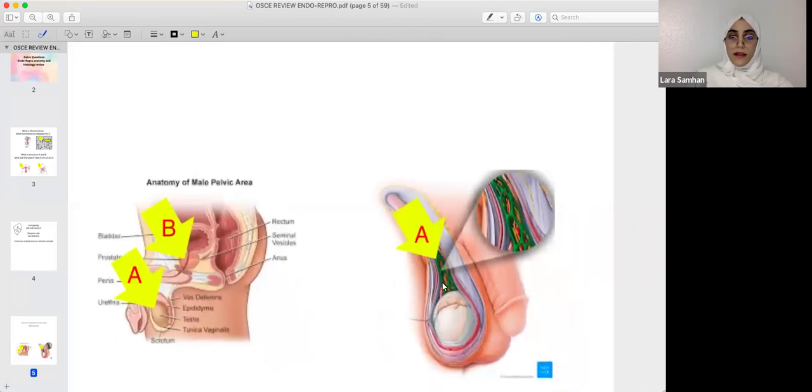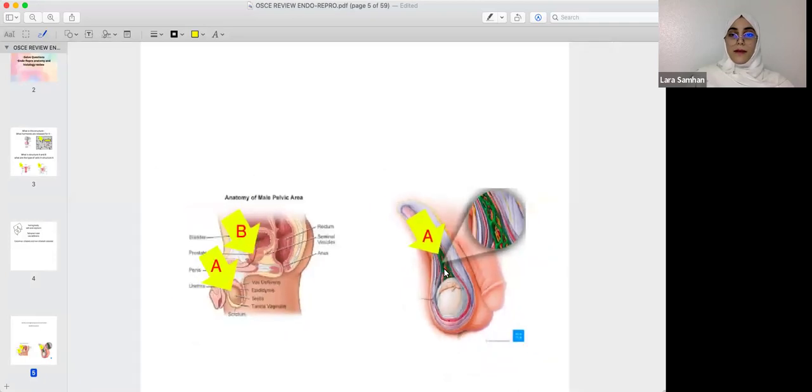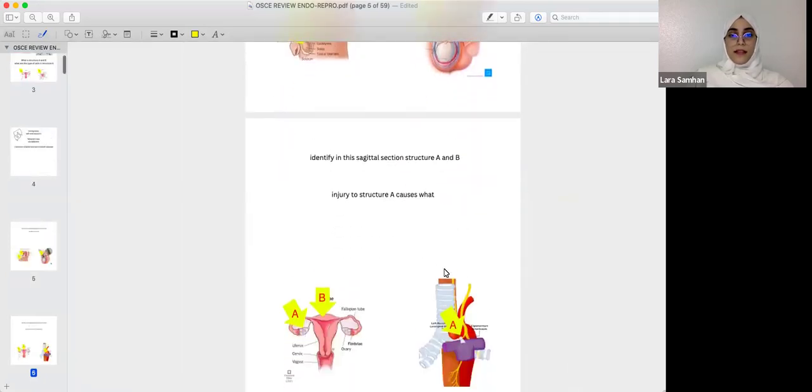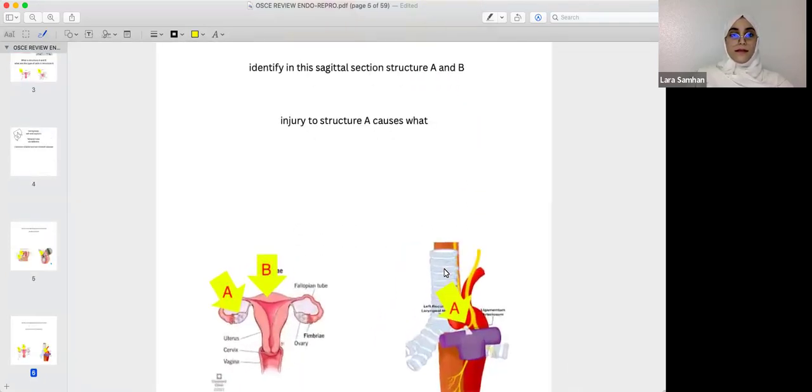Let's zoom in. What do you guys think are those plexuses? The pampiniform, exactly, it's correct. Since we want the name of the plexus, it is the pampiniform plexus. Okay, perfect. Moving on to the next question. So identify in this sagittal section structure A and structure B. What do you guys think is structure A? This one in here. And structure B, the whole thing, this one. So what's structure A?